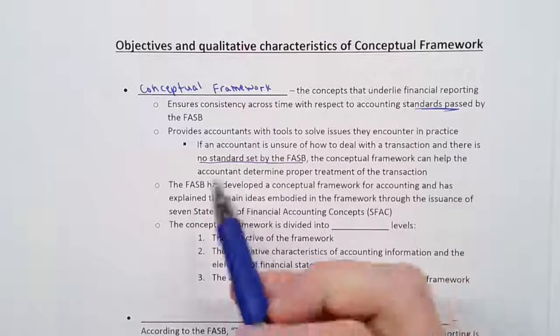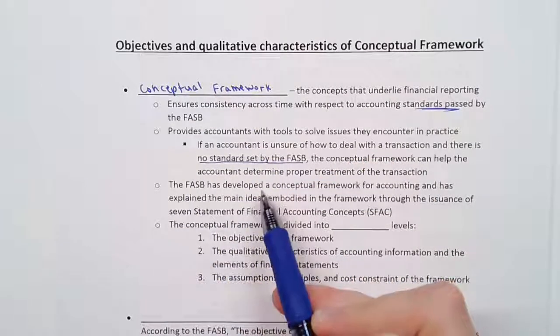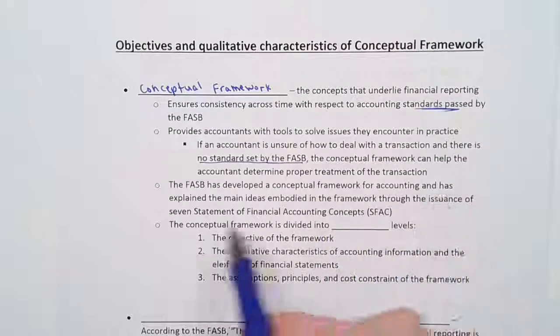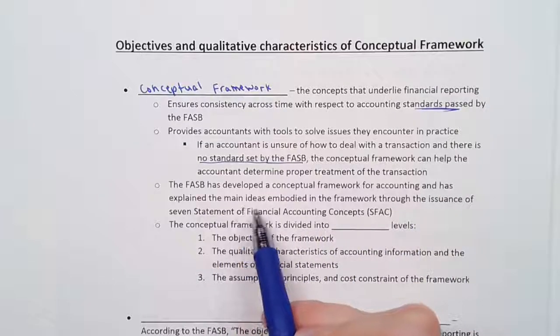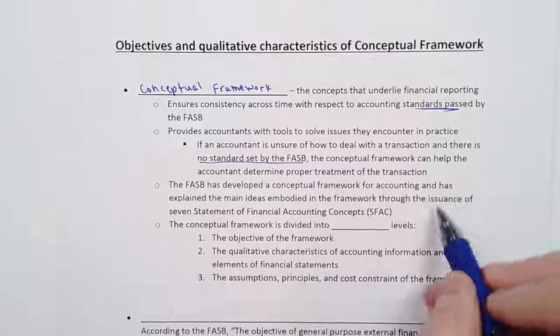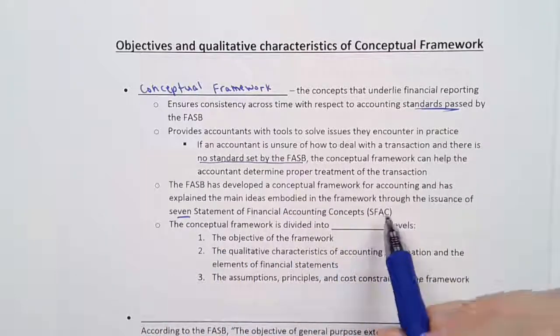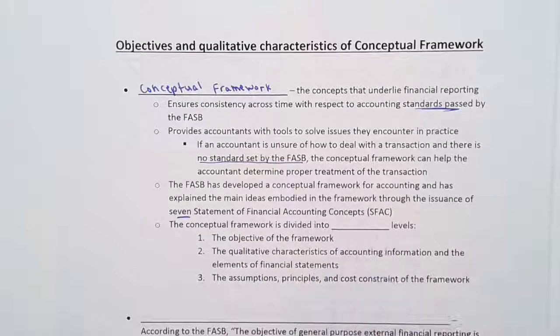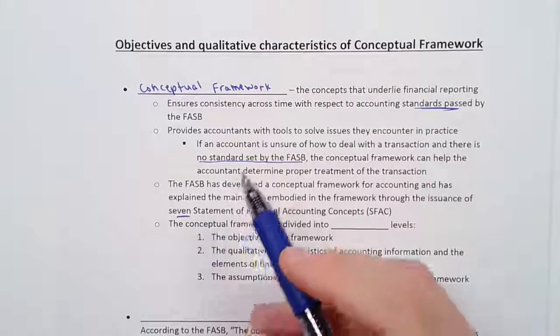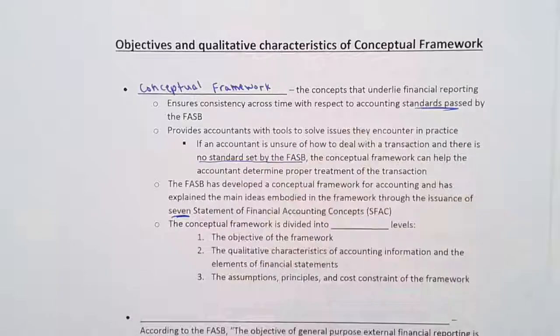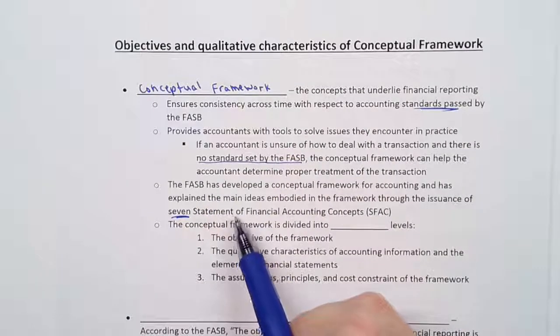The FASB has developed a conceptual framework for accounting and has explained the many ideas embodied in it through the issuance of 7 Statements of Financial Accounting Concepts. These statements basically talk about what is supposed to be in the conceptual framework. You don't need to know each one of these 7 statements. You should just know that there are 7 of them, and that's where the information of the conceptual framework is found.